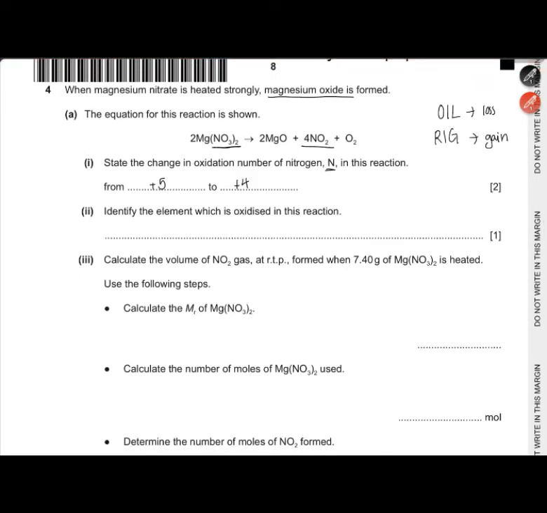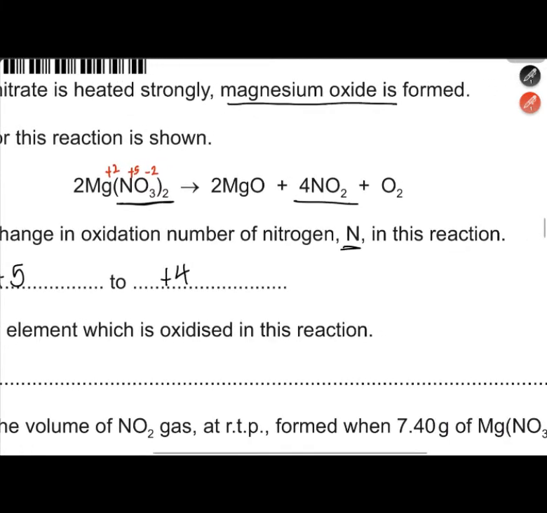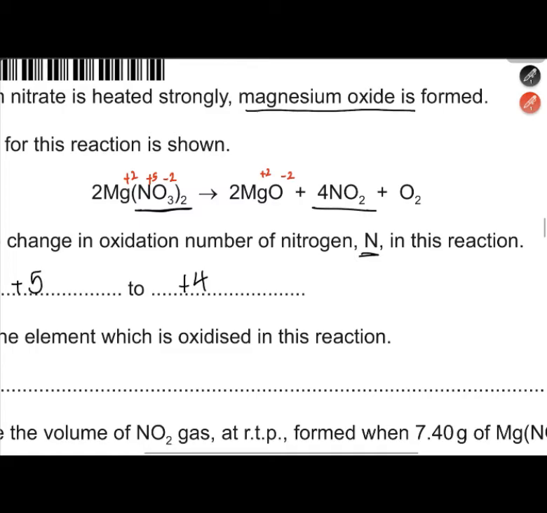Identify the element which is oxidized in this reaction. Let's start with magnesium. Magnesium is +2, right? And we know nitrogen was +5. Oxygen is -2. Here magnesium remains the same, +2. Oxygen is -2. So it's not magnesium. It's not nitrogen either, because +5 to +4 is gaining electrons.